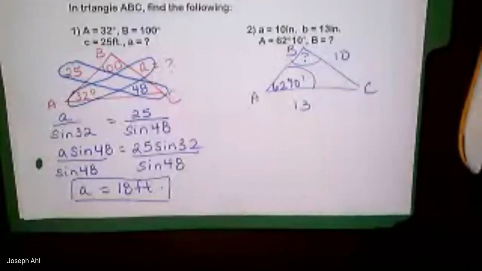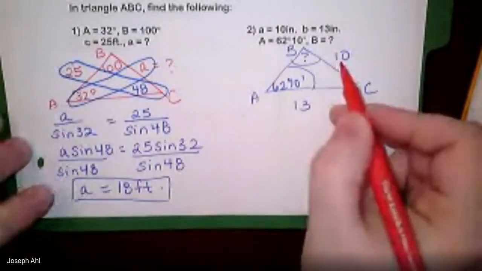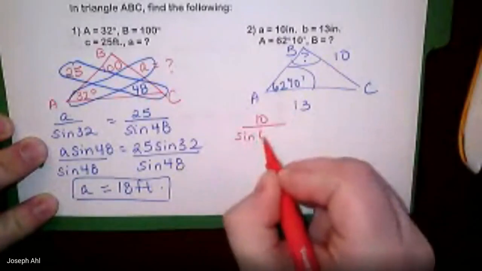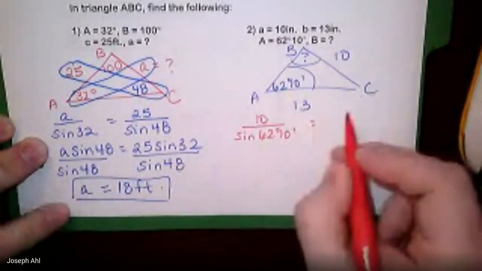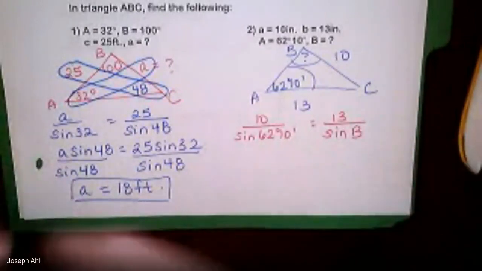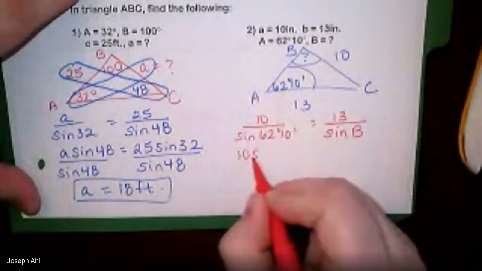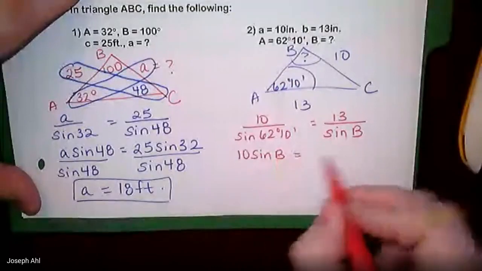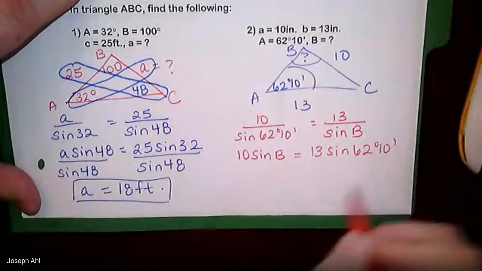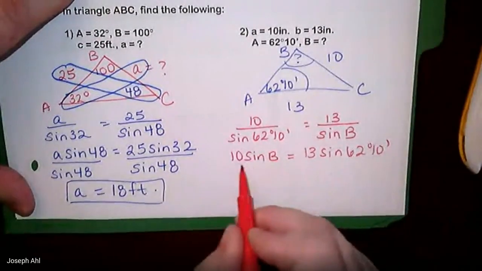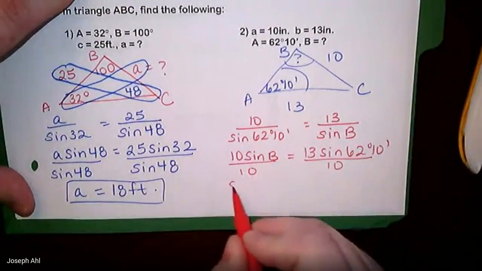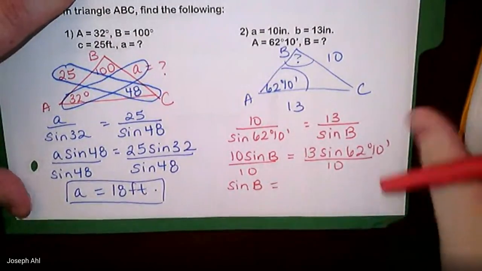So in order to do that, looks like we have enough info from law of sines. I would say 10 over the sine of 62 degrees, 10 minutes is equal to 13 over sine B. So if we cross multiply here, 10 sine B is equal to 13 sine 62 degrees, 10 minutes. And then in this case, we are still, after cross multiplying, going to divide. This time I'm dividing by 10 though. I'm going to isolate sine of B first.